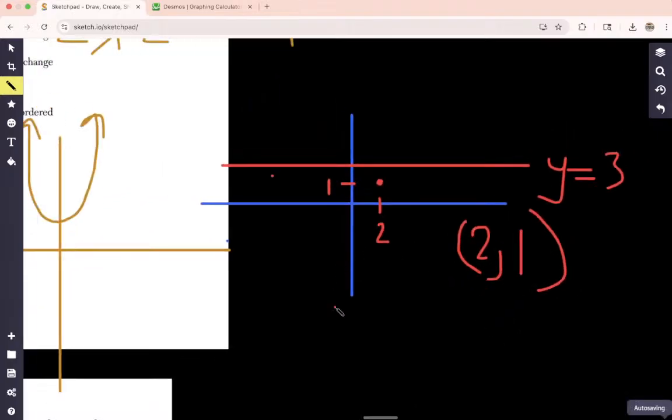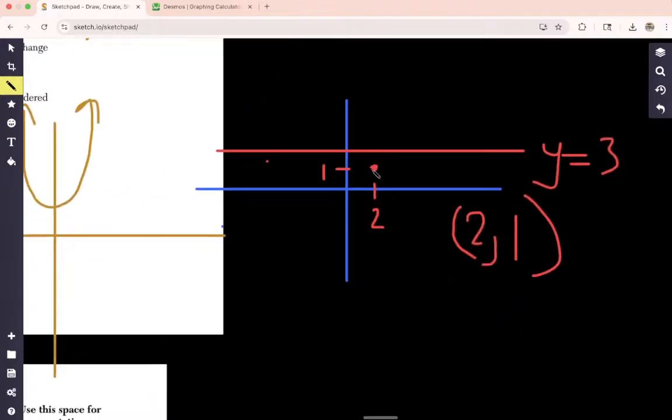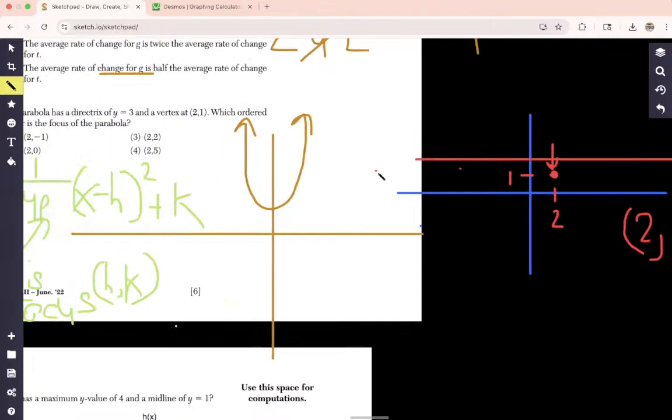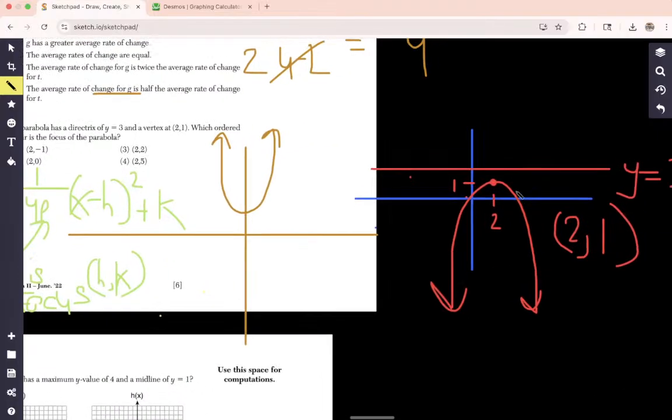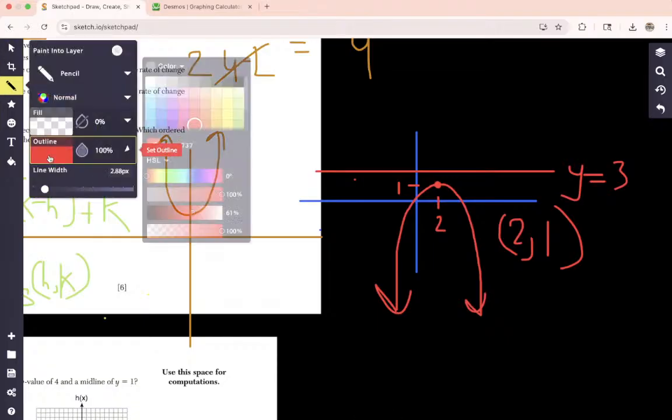Notice how the vertex of our parabola is below the directrix. When the vertex is below the directrix, the parabola is going to be upside down. That's unrelated to the problem we're doing right now, but it's still good to know because the regions can always test you on this.